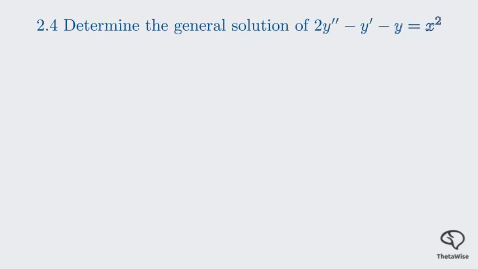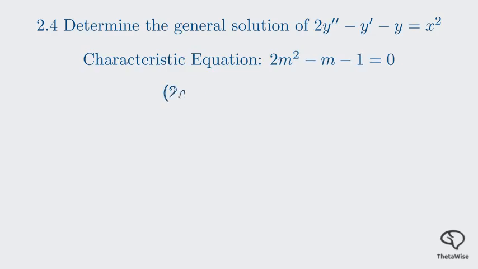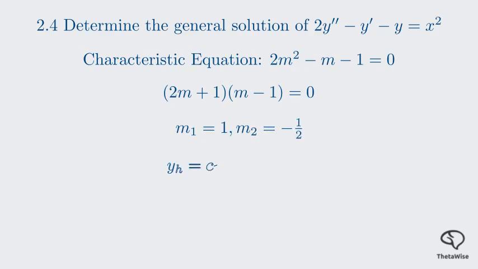Question 2.4 combines the techniques we've seen so far. The equation is 2y double prime minus y equals x squared. Let's start with the homogeneous solution, yh. The characteristic equation is 2m squared minus m minus 1 equals 0. We can factor this as (2m plus 1) times (m minus 1) equals 0. The roots are m1 equals 1 and m2 equals negative 1/2. They are real and distinct. So the homogeneous solution is yh equals c1 e to the x plus c2 e to the negative 1/2 x.